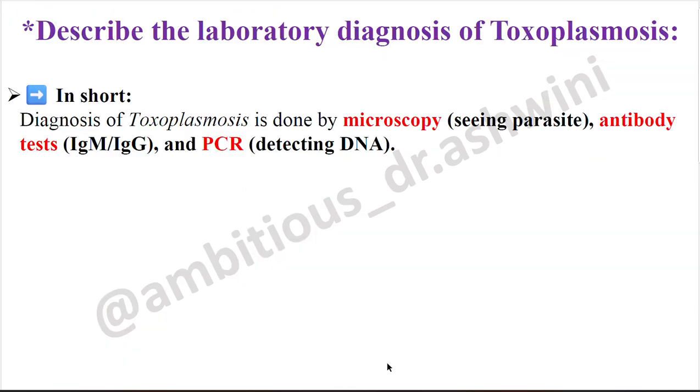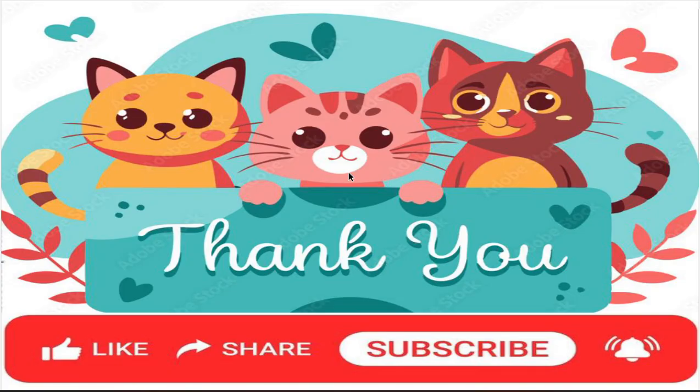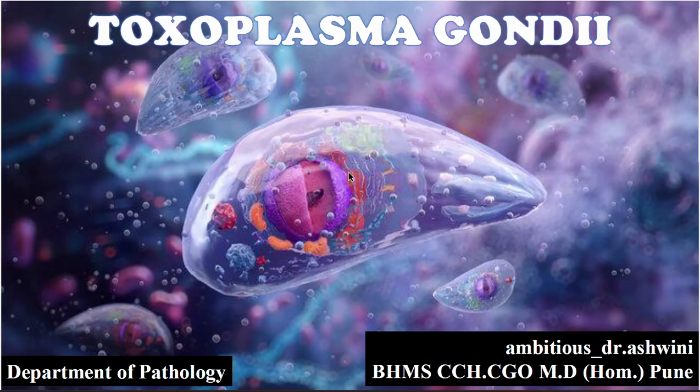Now we will see the laboratory diagnosis of toxoplasmosis. Diagnosis of toxoplasmosis is done by microscopy, which is seeing the parasite, then antibody tests, IgM or IgG, and PCR, which is detecting DNA. So, this was all about toxoplasmosis, and we have seen here Toxoplasma gondii.